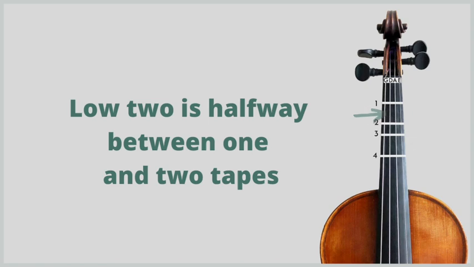All right, our notes for low two, again in the same order, starting with G string, we've got B flat. On the D string, we have F natural. On the A string, we have C natural. On the E string, we have G natural.